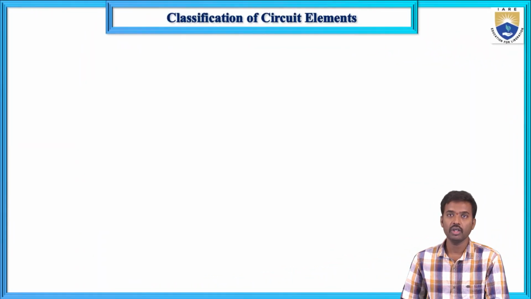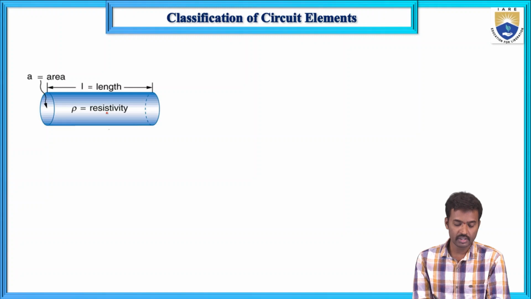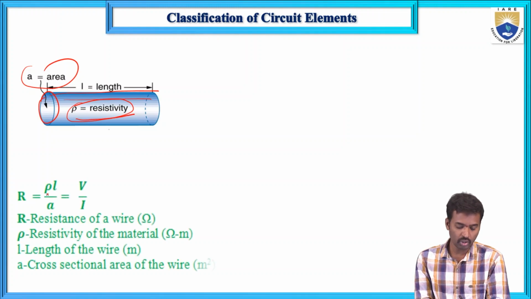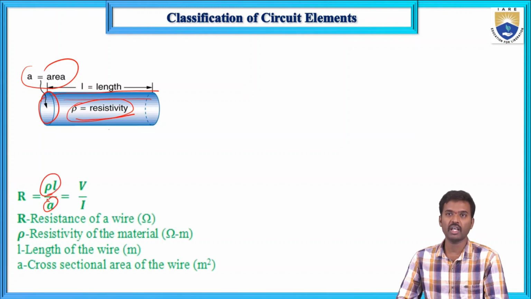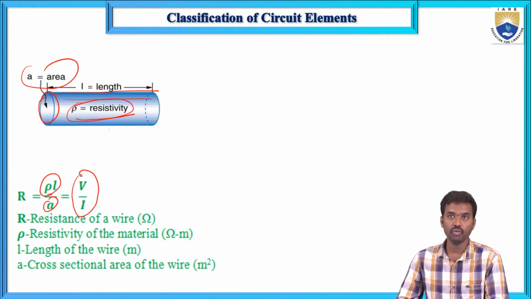And next, what about the formula here? This is the resistor definition. This is one conductor, and this is rho, this is the conductor length, this is the cross sectional area, and rho means resistivity. Now here, R equals rho L by A. This is the actual resistance formula.